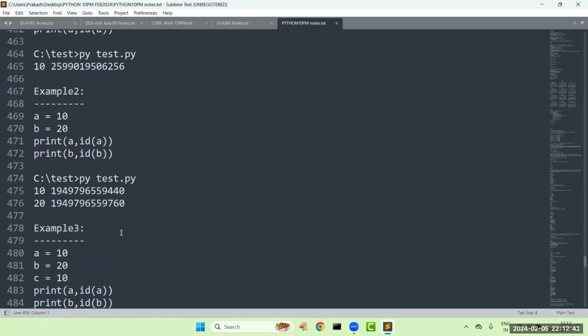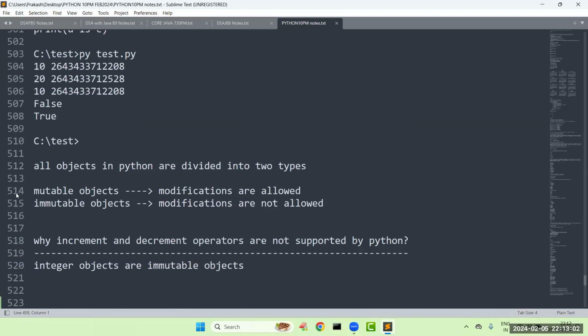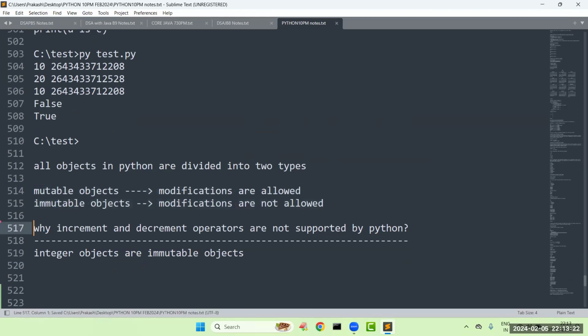And I told you very clearly, we spent so much time on this in the last classes, to demonstrate how memory utilization happens in Python. If duplicate data is there, instead of creating new memory, it will reuse the existing memory. Based on that concept, there are two divisions. One is mutable objects, where modifications are allowed. Another one is immutable objects, where modifications are not allowed. So this is whatever we covered in our last sessions.